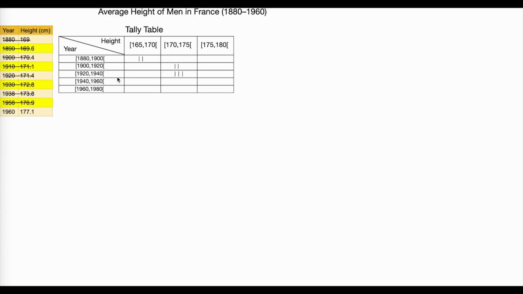1956 is 176. 1956, we're between 1940 and 1960. Here we are. Then 1960, we're at 177.1. 177.1 is down here. We have another 1 there.